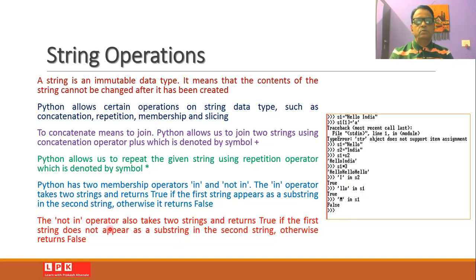Similarly, we can make use of the not in operator. The not in operator will take two strings and will return a true value if the first string does not appear as a substring in the second string. Otherwise, it will return a false value. So either you can make use of the in operator, or the not in operator, in order to check whether the substring is present in the string or not.